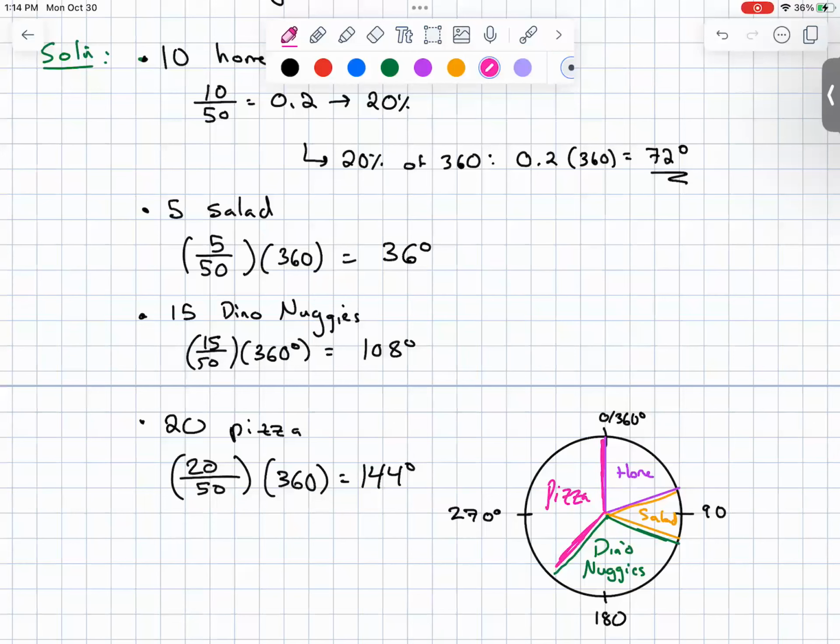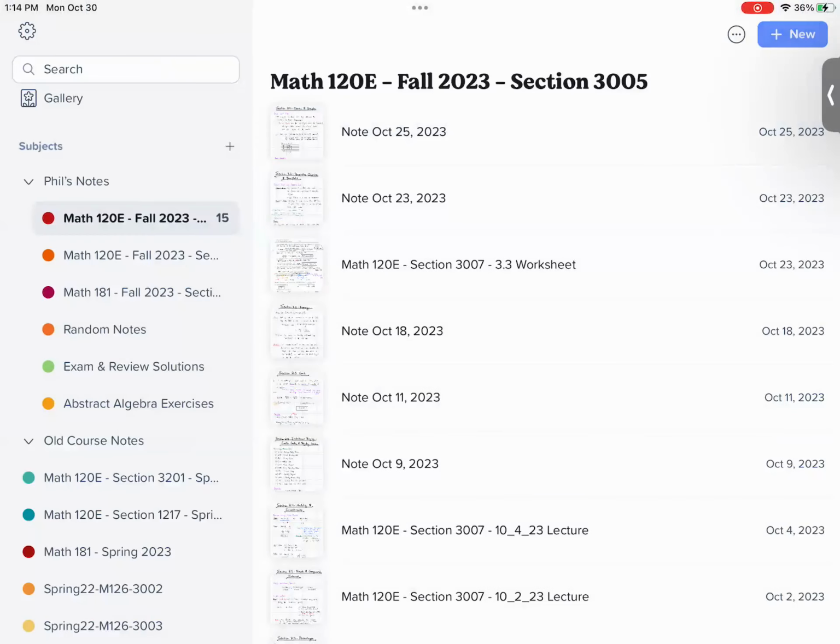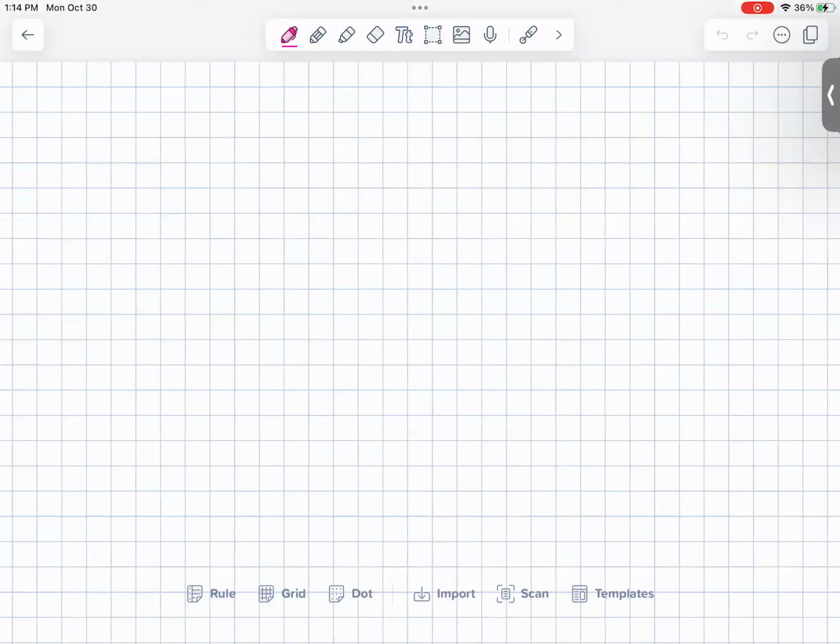If not, let's get to the more fun stuff, in my opinion, because I really like this topic, which is section 3.5.